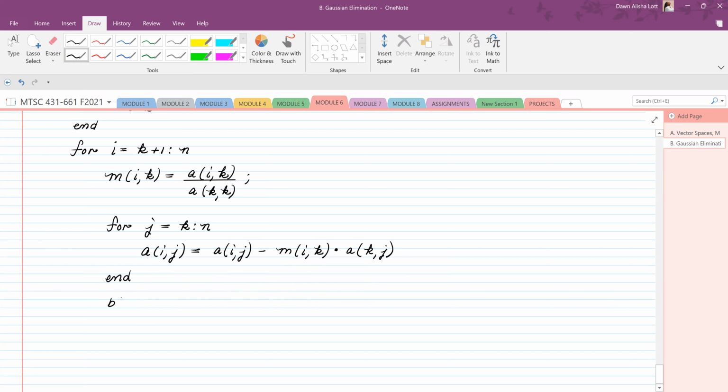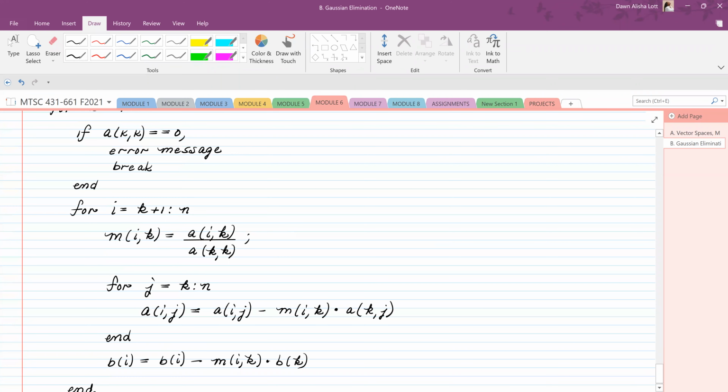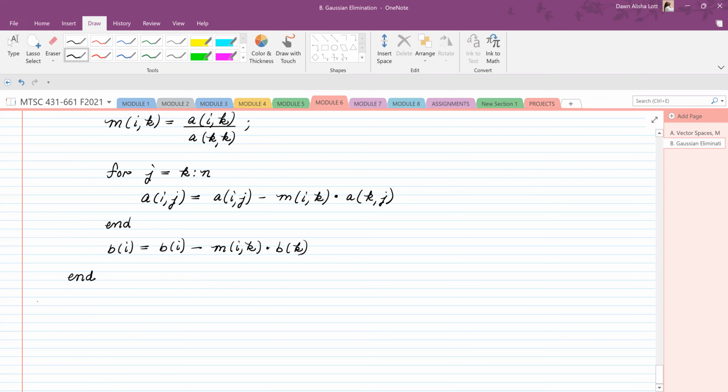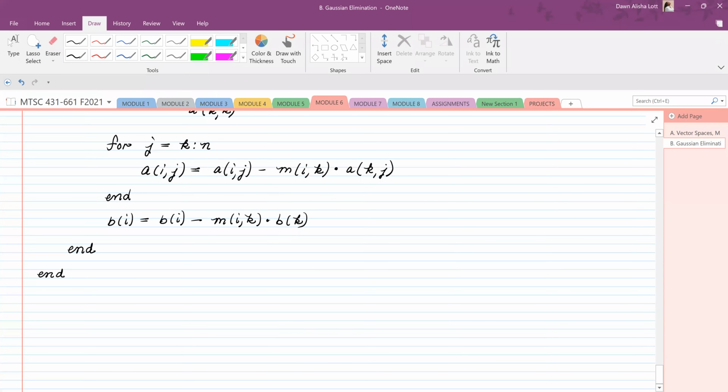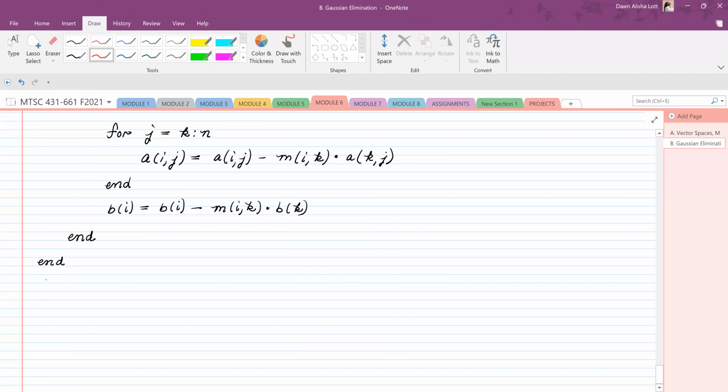So then this would be b at I would equal b at I minus m at ik times b at k. Okay, and then I need an end for here, and I need an end for there. Okay, so then after you do that, you have to do back substitution.